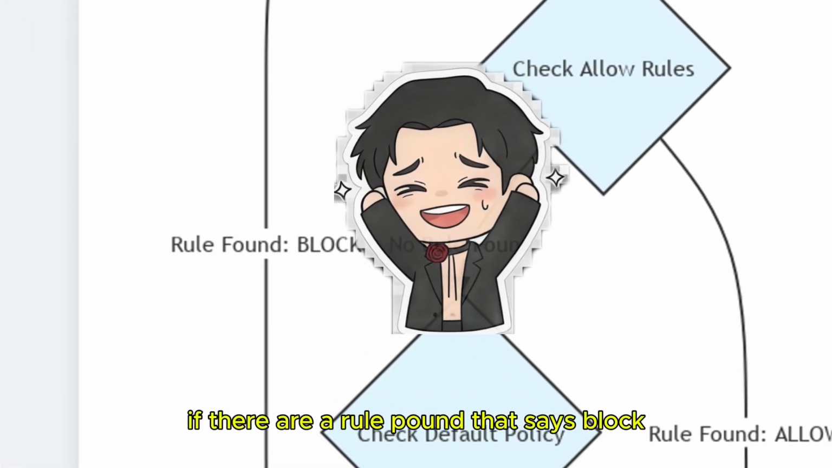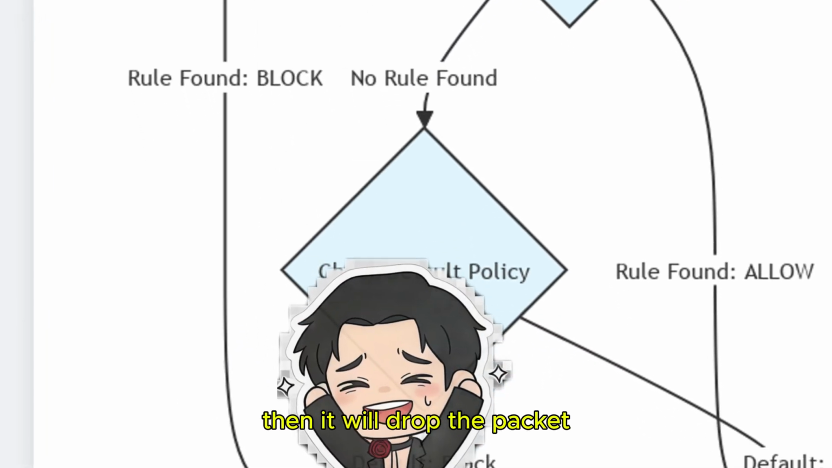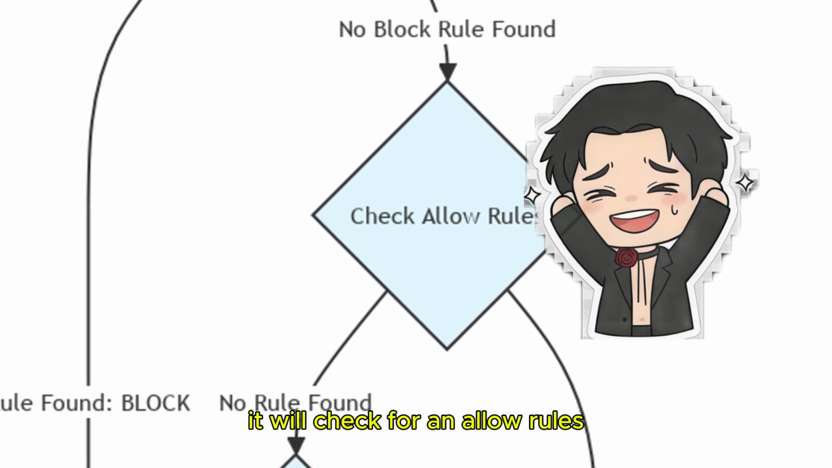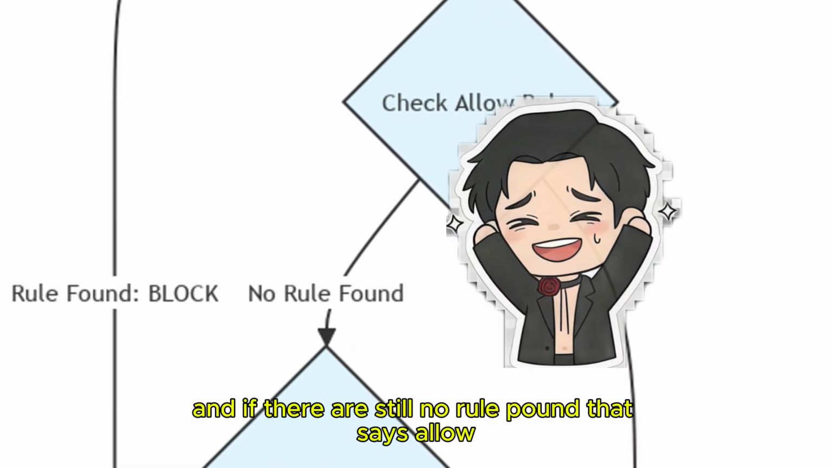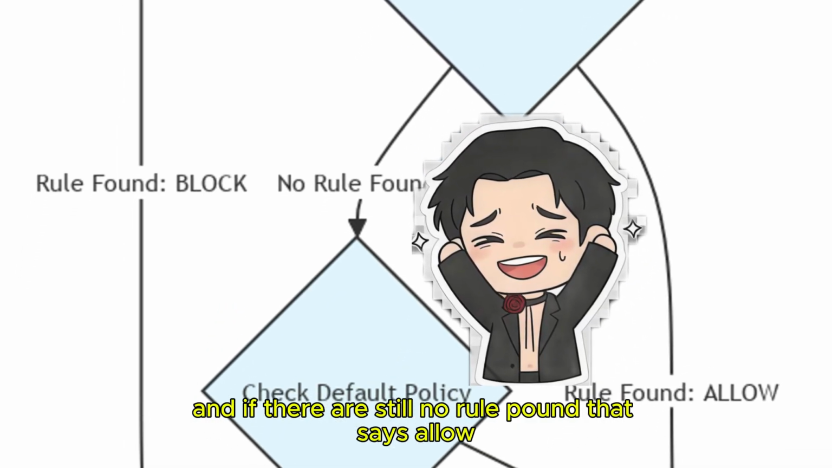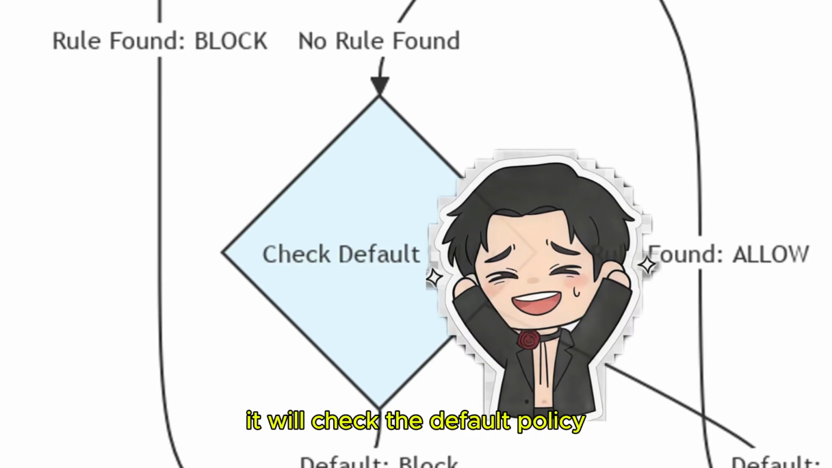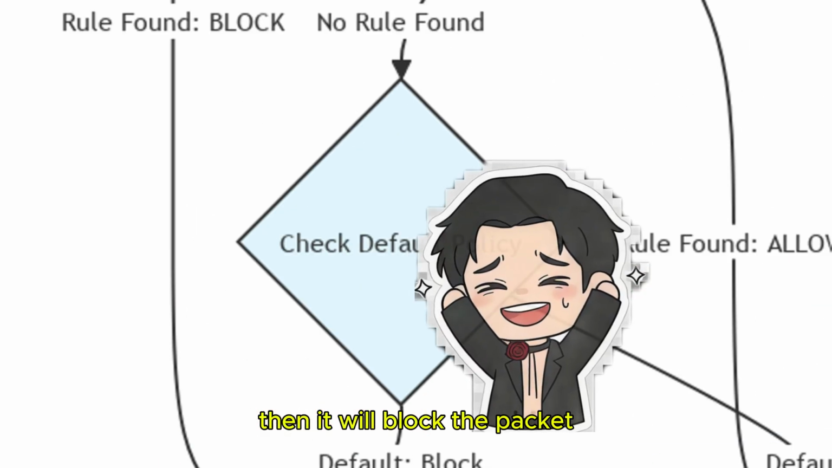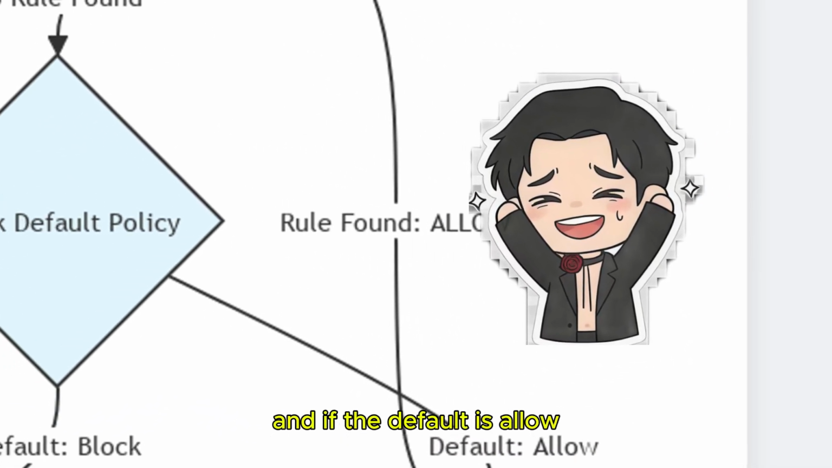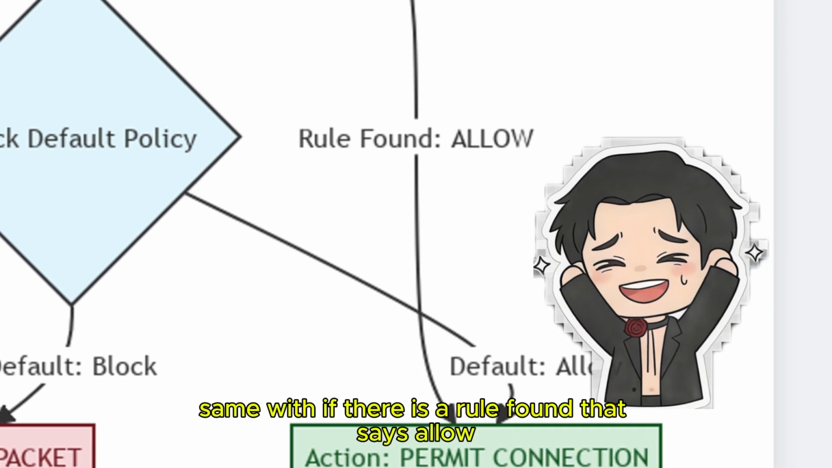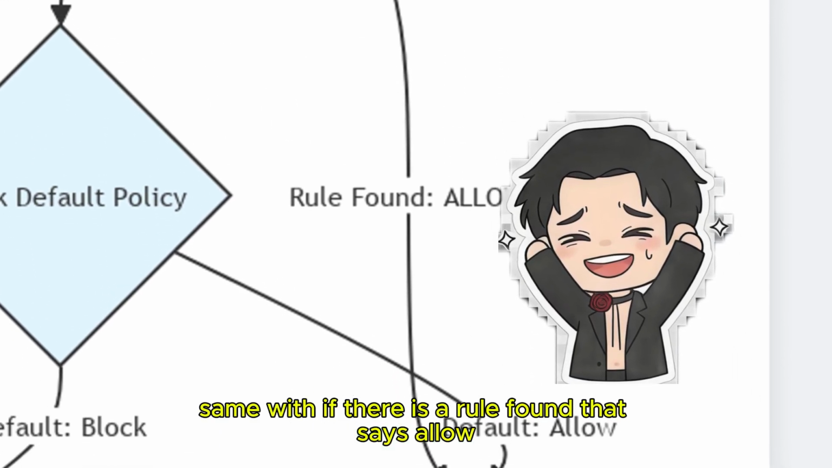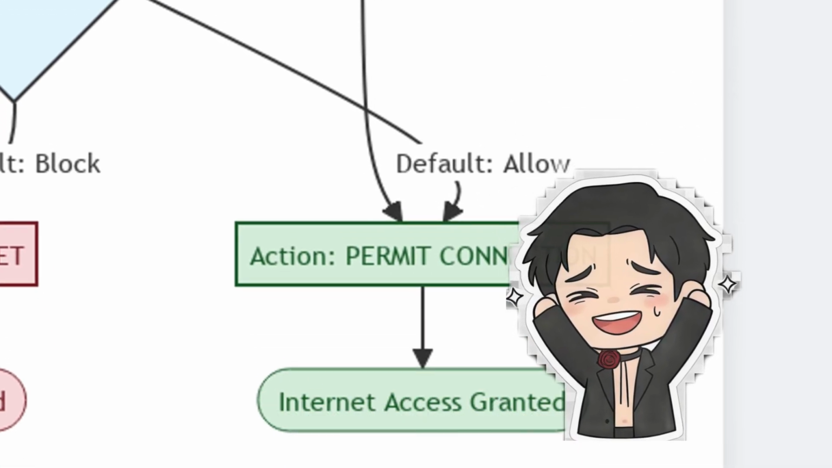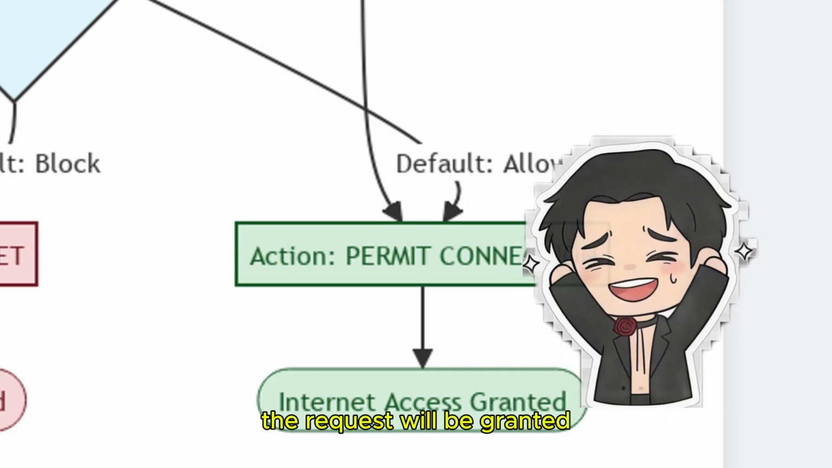If there is a rule found that says block, then it will drop the packet. Then if no block rule is found, it will check for allow rules. And if there is still no rule found that says allow, it will check the default policy, and if the default is block, then it will block the packet. And if the default is allow, it will permit the connection. Same if there is a rule found that says allow, it will access the internet. The request will be granted.